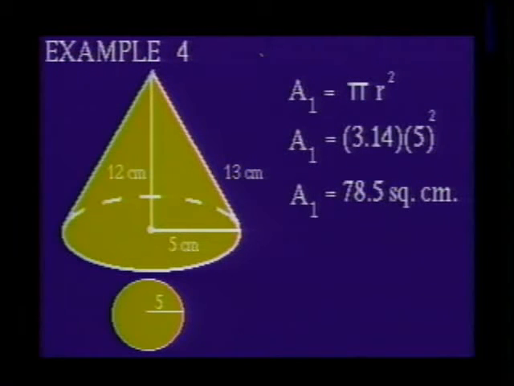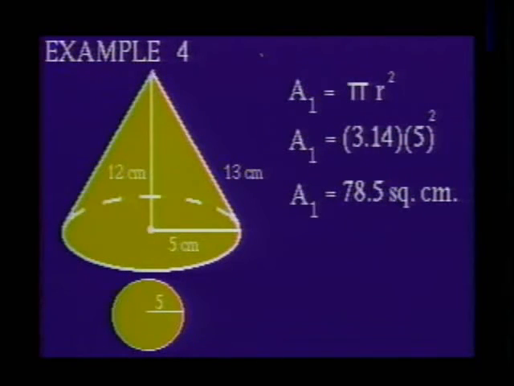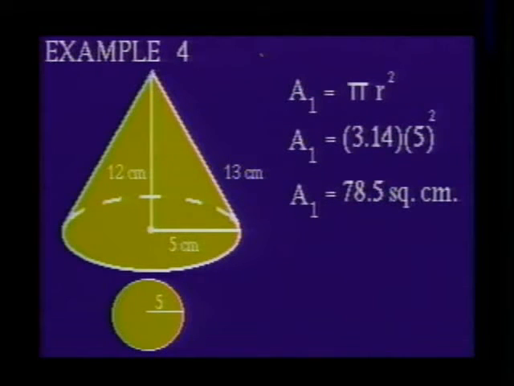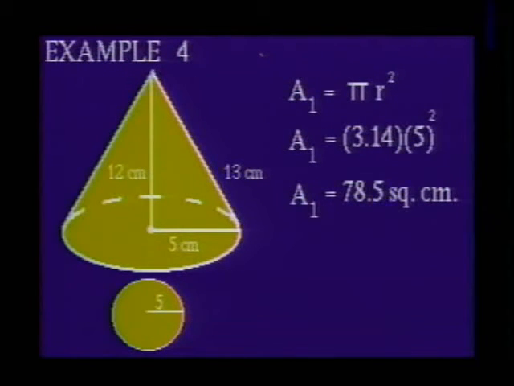Example 4. Find the total surface area of this cone. The total surface area of the cone can be found by adding the area of the base and the area of the lateral surface. The base is a circle, and we know the formula for the area of a circle is a sub 1 is equal to pi r squared.